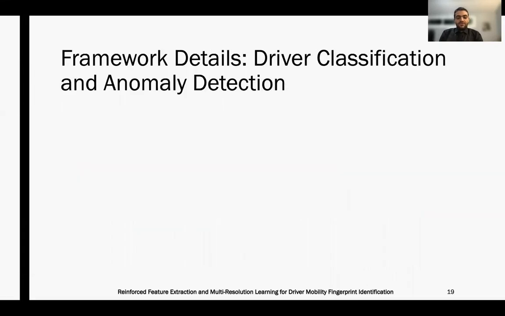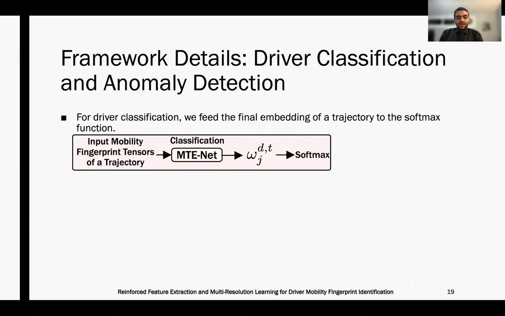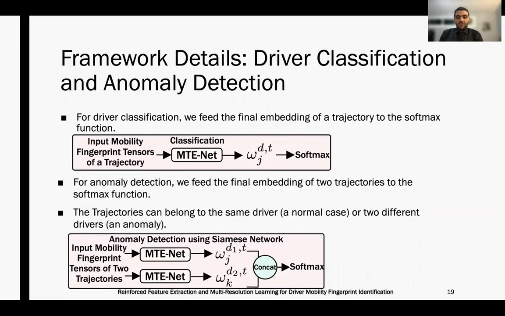So to summarize, for driver classification, we feed the final embedding, the output of the MTNet, to a softmax function, and for anomaly detection, we feed 2 trajectories, concatenate the output embeddings, and feed them to softmax. In this case, the 2 trajectories can belong to the same driver in a normal case, or 2 different drivers in case of an anomaly.